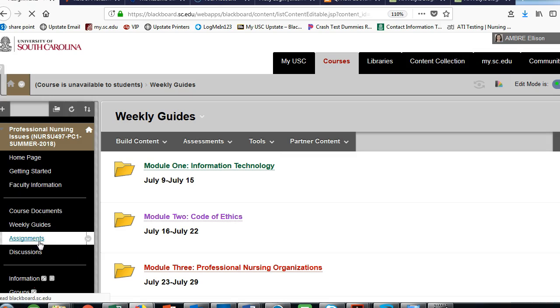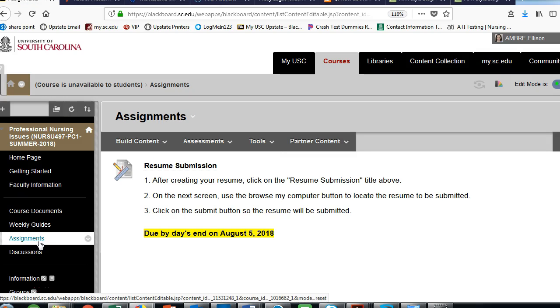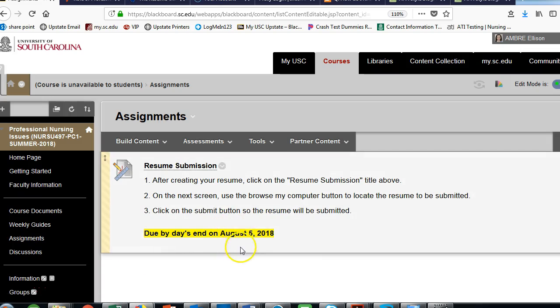The assignment tab, there's one assignment and it's due at the very end, your resume submission. It's not due till August 5th.